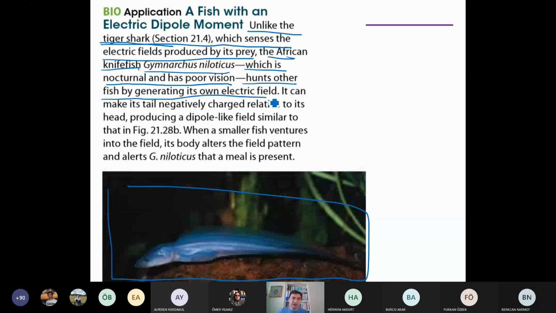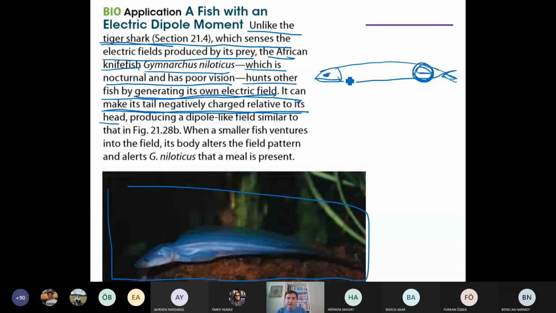It can make its tail negatively charged relative to its head. So just consider that this is this fish. What it says is that it can generate its own electric field. It can make its tail negatively charged relative to its head. So it can collect negative charges around the tail, and then the head becomes positively charged. Then this fish has an electric dipole. Then we have field lines from positive to negative.